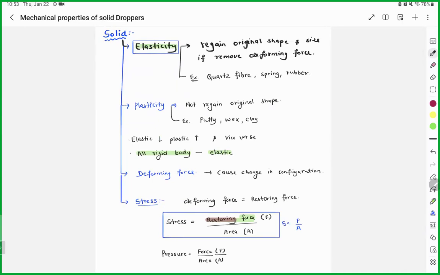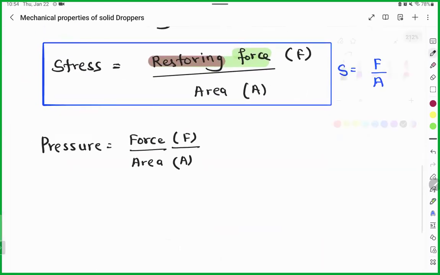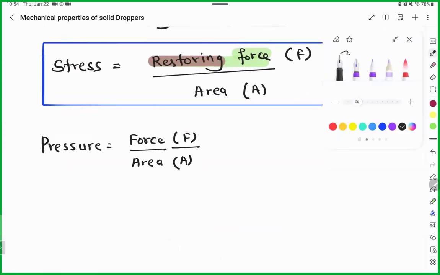If you took the screenshot, then so, Tuhina, this is pressure is equal to force by area.